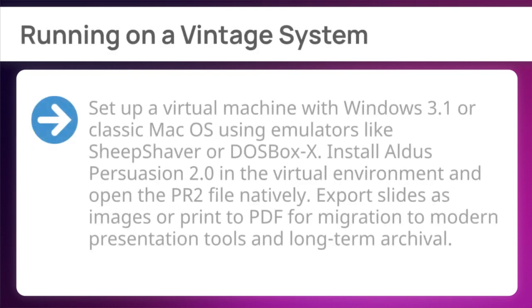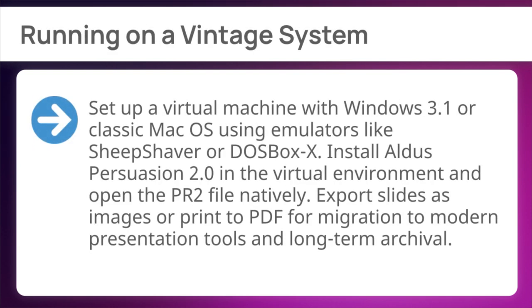Next, running on a vintage system. Set up a virtual machine with Windows 3.1 or classic Mac OS using emulators like Sheepshaver or DOSBox X. Install Aldus Persuasion 2.0 in the virtual environment and open the PR2 file natively. Export slides as images or print to PDF for migration to modern presentation tools and long-term archival.